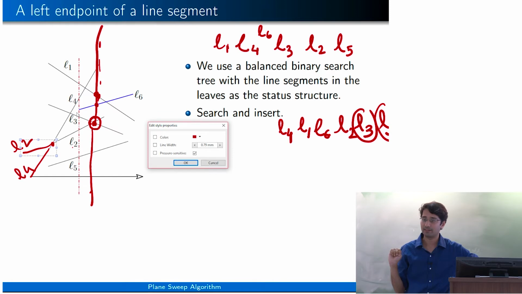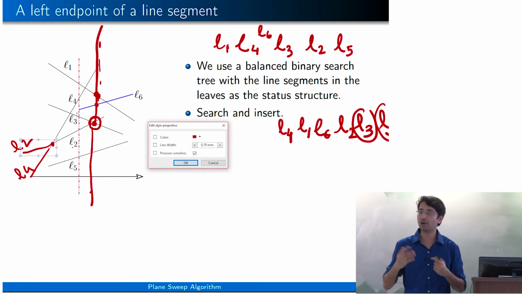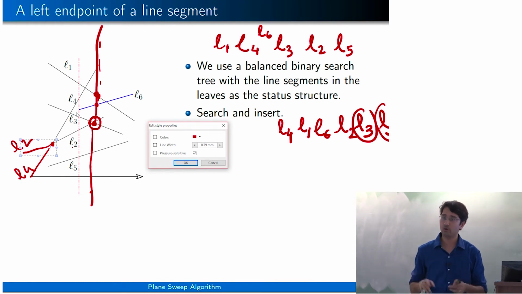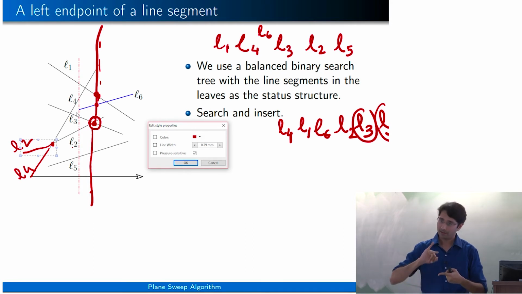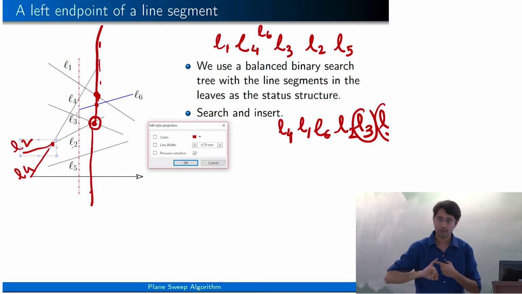Yes, sir. When do we check two lines? When do we actually take the neighbors and check whether they intersect? When is that event of checking? Whenever the order changes: while inserting a new line, at an intersection of two lines, a switch, or a deletion of a line.